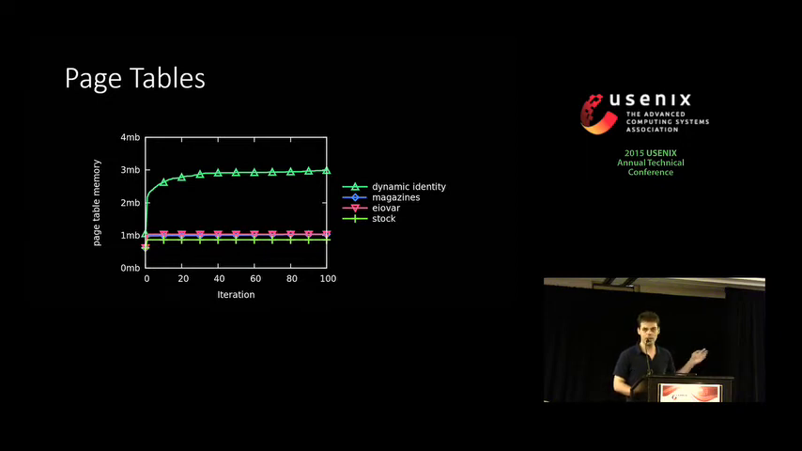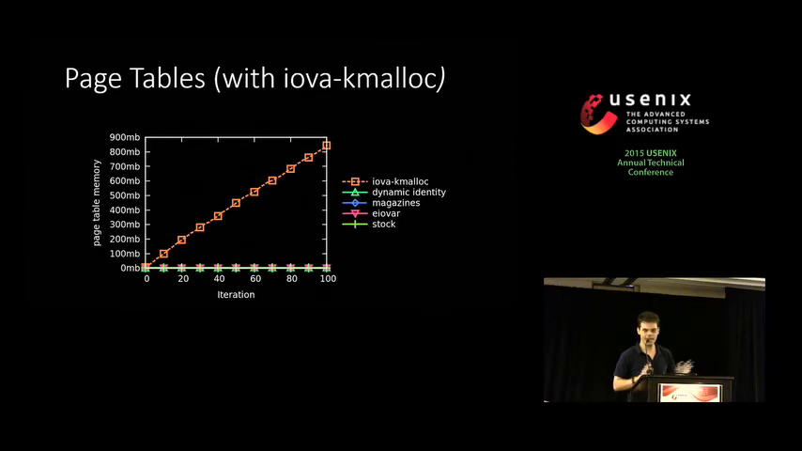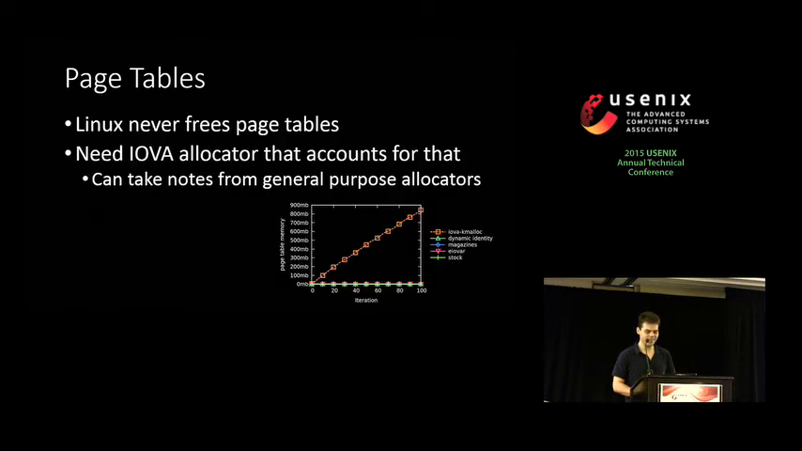When we introduce kmalloc to the same graph, we see that page table usage just explodes, and that's because we allocate bytes from a generic allocator from all across the memory. So because Linux doesn't free page tables, we actually do need a specialized allocator, even though this allocator, as we've seen in the magazines case, can definitely take a page from the generic allocators' book.